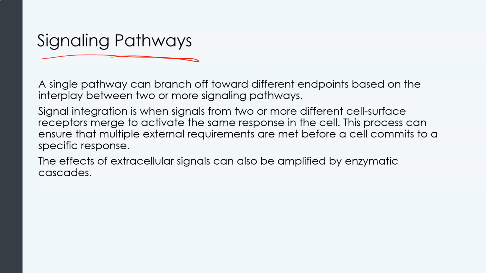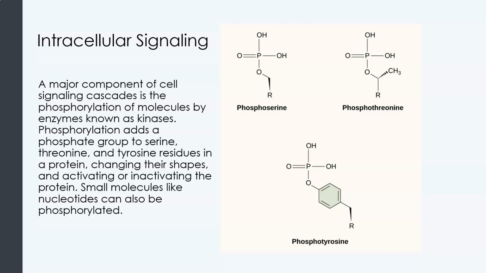The effects of extracellular signals can also be amplified or greater by enzymatic cascades. Intracellular signaling: a major component of cell signaling cascades is the phosphorylation of molecules by enzymes known as kinases. Phosphorylation adds a phosphate group to serine, threonine, and tyrosine residues in a protein, and this changes their shapes and activates or inactivates the protein.